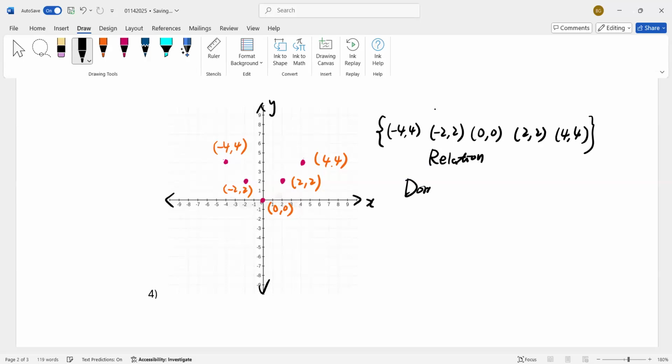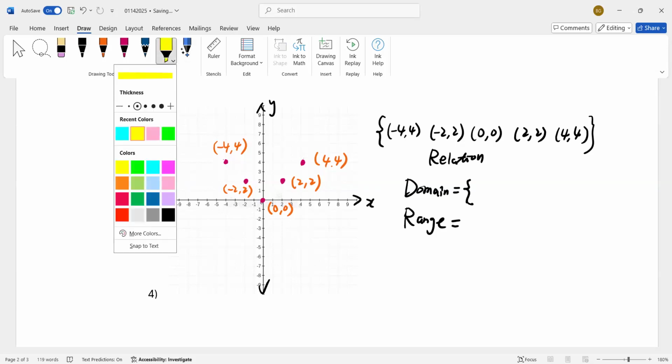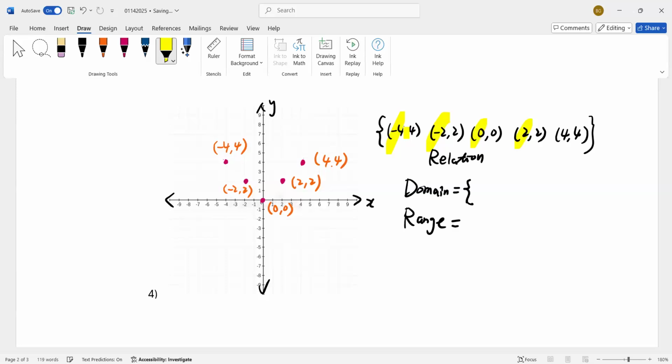Domain. You should know how to find the domain, right? Can you tell me what's the domain and what's the range? Domain is X and range is Y. Yeah. Specifically, in the domain, we should have those yellows, right? Let me write it down. We have -4, -2, 0, 2, 4.